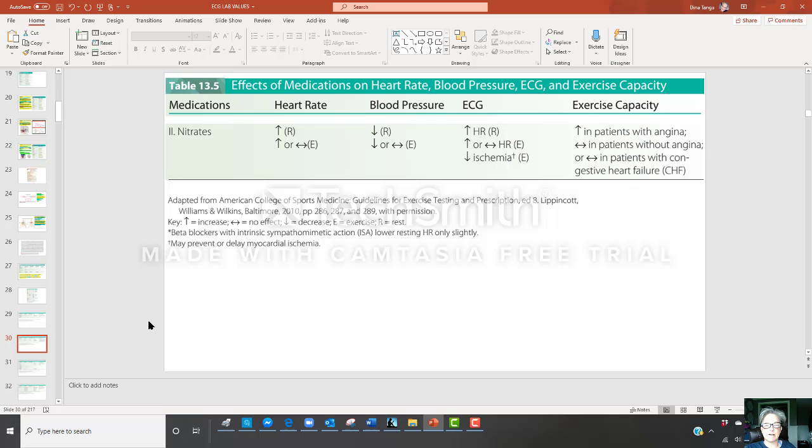On the ECG, it's going to show an increased heart rate at rest, increase or no effect of the heart rate with exercise, or decrease ischemia, may prevent or delay myocardial ischemia. Okay. Exercise capacity, increase in patients with angina. It's going to have no effect in patients without angina, no effect in patients with congestive heart failure.